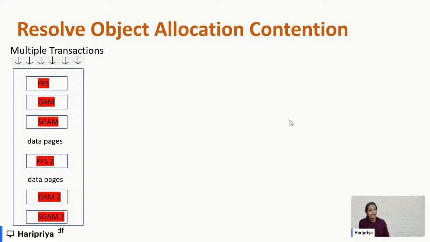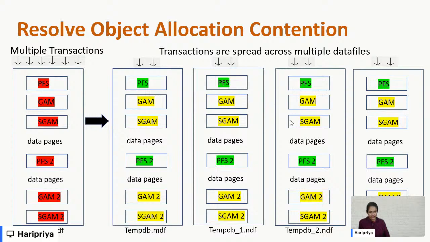So let me go ahead and create 4 data files. What happens? You get 4 new sets of PFS, GAM, and SGAM pages. Now the transactions are spread across multiple data files. Now contention reduces. In some cases it reduces, in some cases it gets resolved. So you can't be sure it will completely resolve it, but you will be able to mitigate it to a good extent by adding more data files.